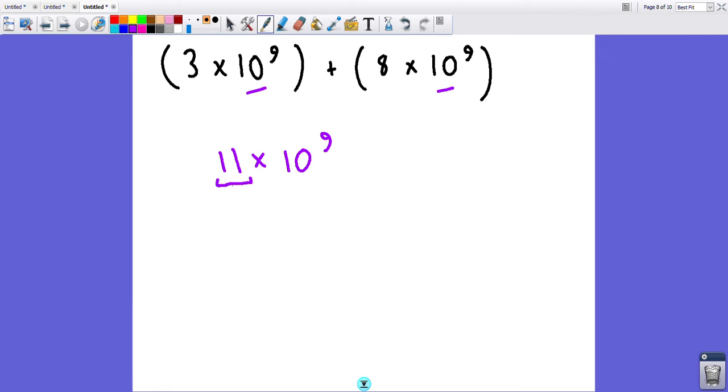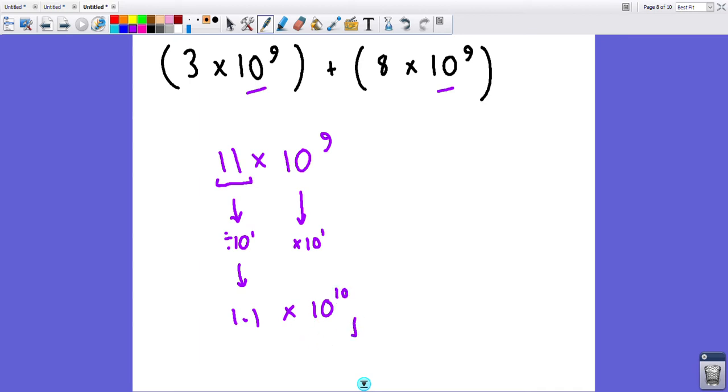The way we're going to make it between 1 and 10 is by dividing by 10. So we're going to divide this by 10. To make this fair, to make the overall answer the same, we're going to counteract that by timesing this by 10. I've written times by 10 divided by 10, but really that's just 10 to the 1 and 10 to the 1. Okay, so 11 divided by 10 is 1.1, and 10 to the 9 times by 10 to the 1 is just 10 to the 10.